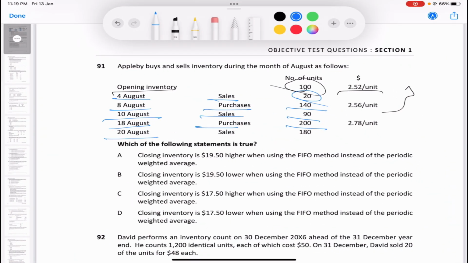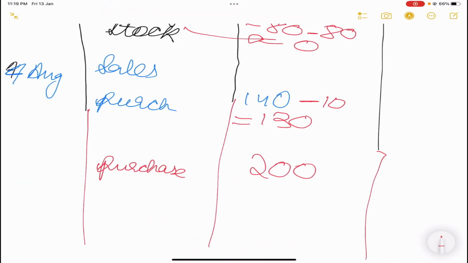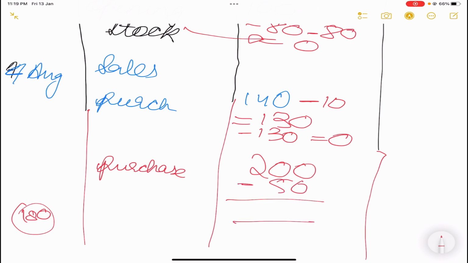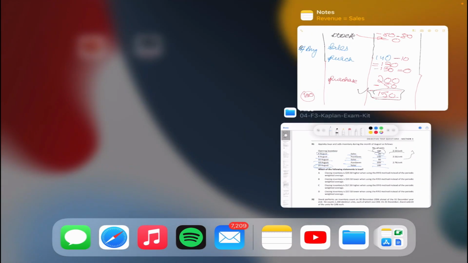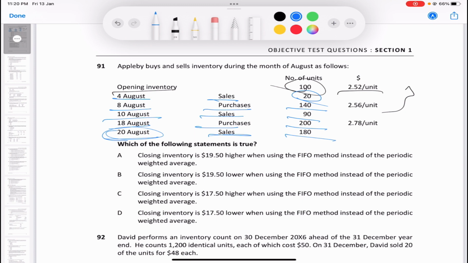The last part, we have a sale on 20th August of 180. So let us write that also. We have to make a sale of 180. From here we make a sale of 130, so this becomes 0. What is 180 minus 130? 50. So from here we minus 50. So what are we left with? We are left with 150. So how much closing stock are we actually left with? Just 150. That is what we do using the first in, first out method.